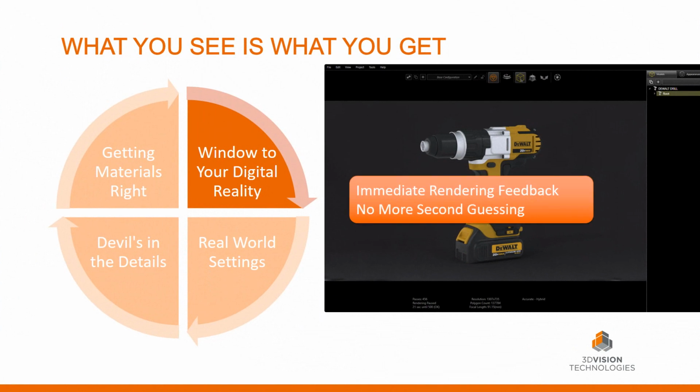So what does that mean for us? We get this immediate rendering feedback, right? There's no more second guessing, no more questioning. What is it that I'm going to actually get from my product when I'm rendering it? And not only from the rendering side, but what am I going to get when I produce it, right? So it's actually showing me what it's going to look like if I was in those conditions.